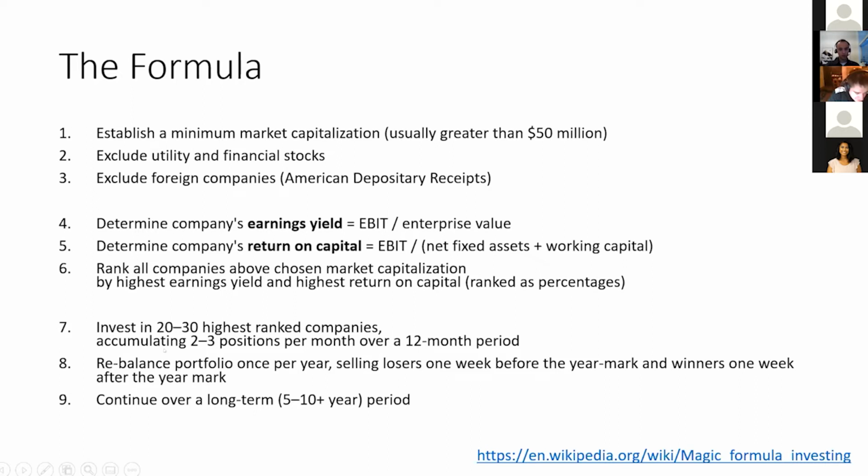So the book suggests investing in 20 to 30 stocks. Sometimes you can see variations to invest in 50 or the top 10, but we'll talk about that more as well. If you have a super large portfolio where you can't buy all positions at once, you stagger it over time. Basically, you rebalance once a year, selling losers one week before the year end and selling winners one week after the year end, for tax harvesting purposes. And you keep doing this for a period of time. So it's a pretty straightforward formula.